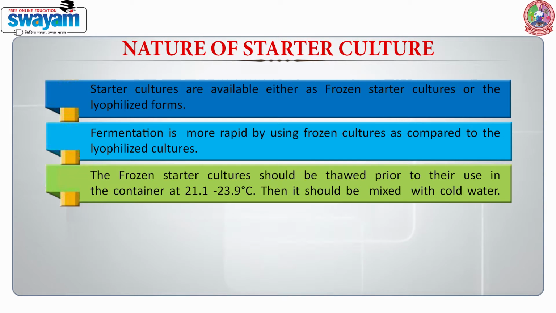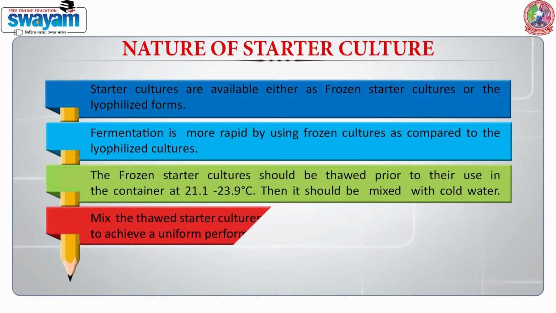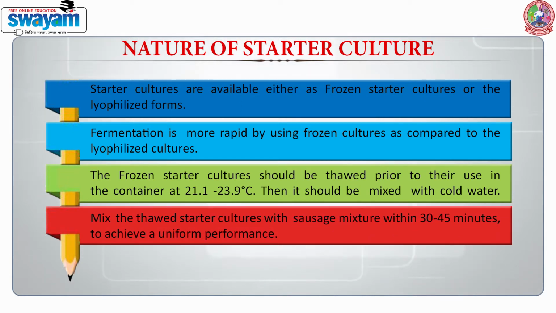The frozen starter culture should be thawed prior to use in a container at 21.1 to 23.9 degrees Celsius. Then it should be mixed with cold water. The next step is to mix the thawed starter culture with the sausage mixture within a period of 30 to 45 minutes to achieve a uniform performance.